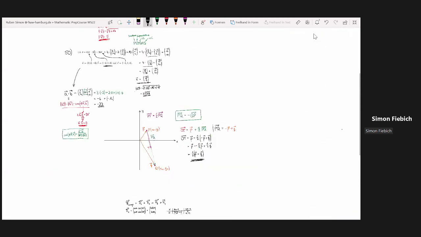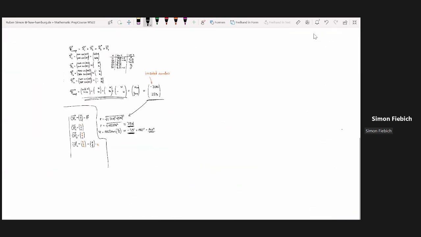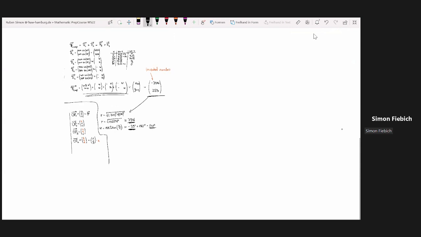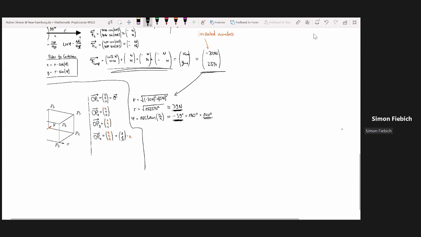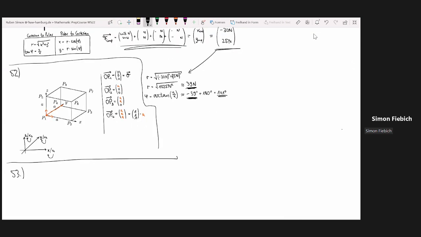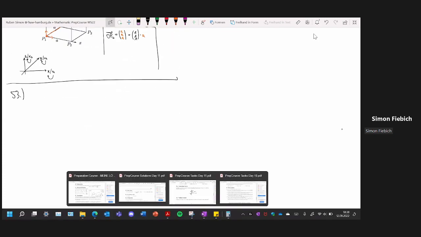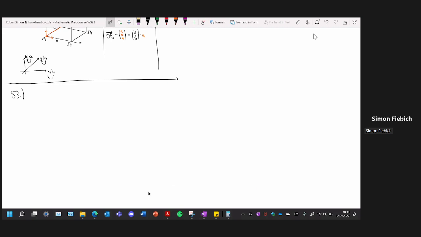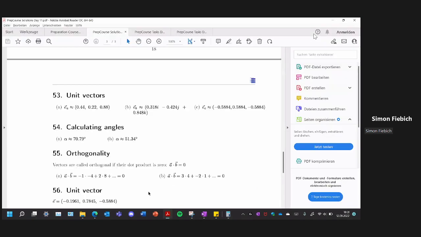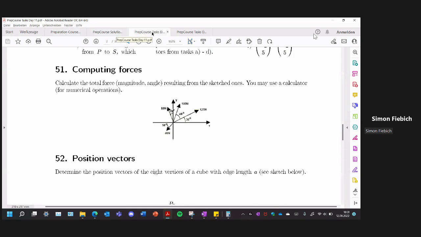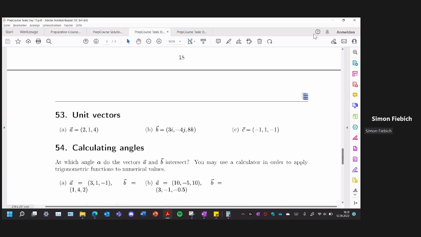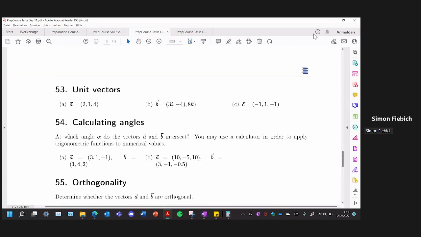Okay. Then let's proceed with the next task, which is 53. I think 53 is now dealing with the topic of unit vectors. So have you dealt with the topic of unit vectors already? Oh, this is the solutions. Yeah. So the task 53 wants you to find the unit vectors corresponding to these given vectors.